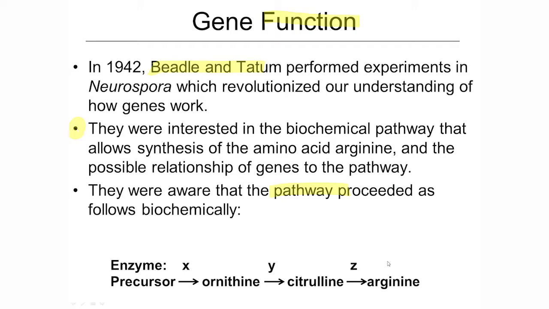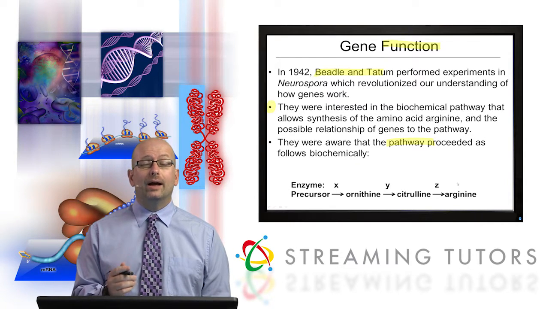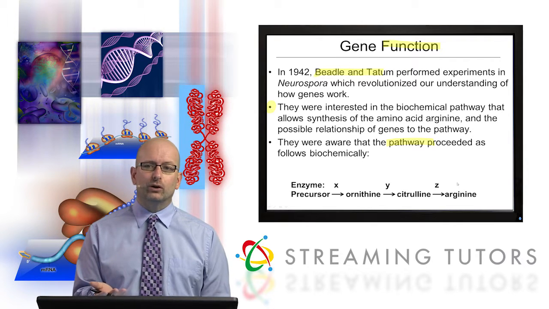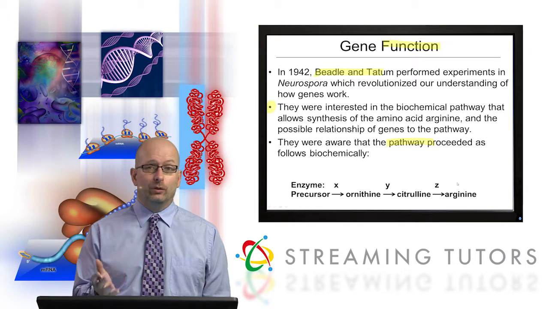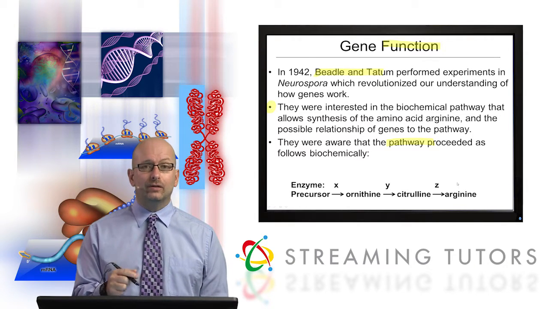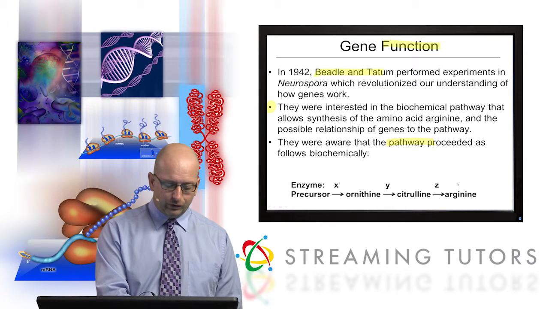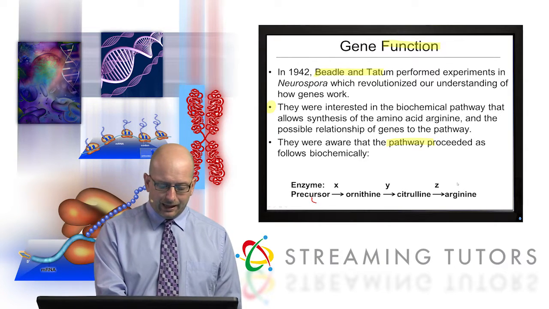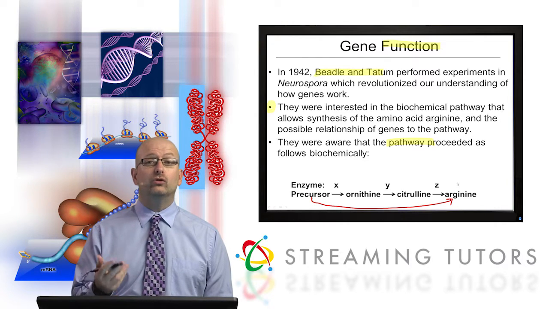Basically they said this: if you take Neurospora and you grow it on what we call a minimal media, which means just the real basic precursors, they can grow, but they're doing a lot of things. What's relevant to this pathway is they can start out with some precursor molecule and ultimately build it into arginine, which is an amino acid.